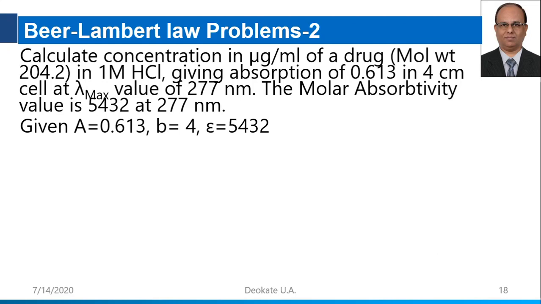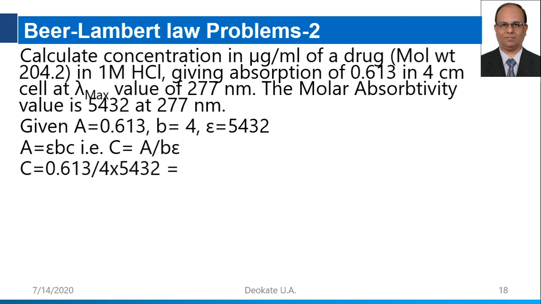Now again recall the equations on that slide. Which equation can we use? A equals epsilon BC, correct? We can convert this equation to calculate the concentration. If you divide the absorbance by the path length and molar absorptivity, you will get the concentration. Now recall the unit of concentration. As we are using the molar absorptivity value, the unit of concentration will be gram moles per liter.